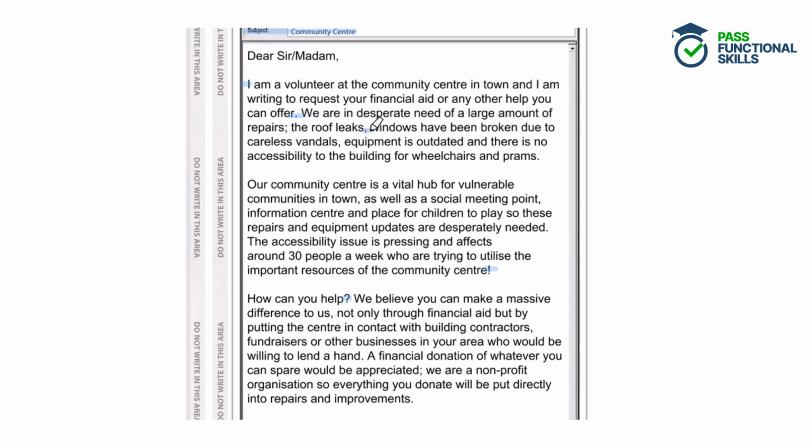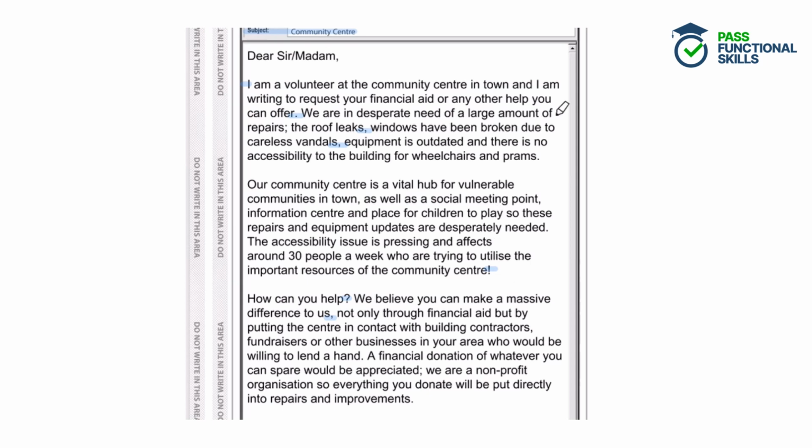So the roof leaks, comma, and then the next thing, windows have been broken, and then another comma, equipment is outdated, and then we don't need a comma at the end, we've got an and instead, and there is no accessibility. We've also got commas to break up different ideas. So we have, we believe you can make a massive difference to us, comma, not only through financial aid, but by putting the centre in contact with building contractors. So can you see how that comma separates these two ideas? That you can make a massive difference and they can do it by providing financial aid and putting the centre in contact with building contractors.